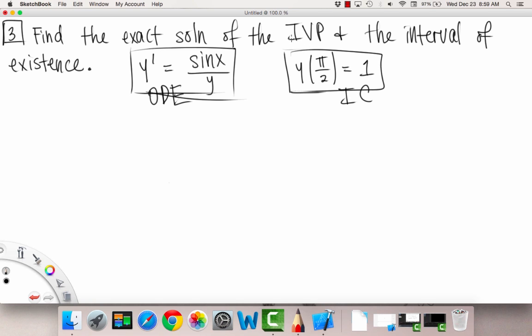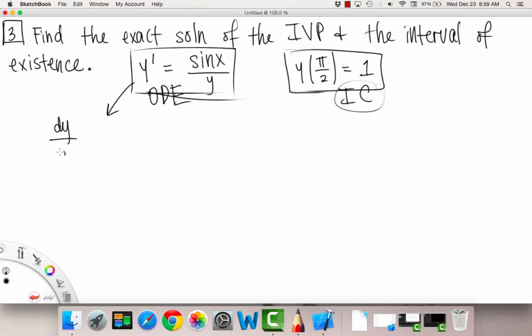Ultimately, we're going to find a particular solution. So we're going to find the general solution and then utilize our initial condition to pin down that exact constant, to find the particular solution. And at the end, we're going to analyze the interval of existence of our solution. Okay, so we're going to start with our ODE, like we always do.